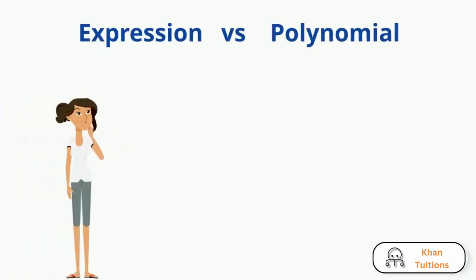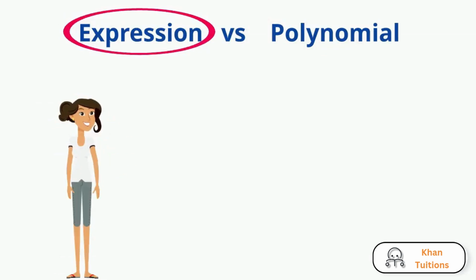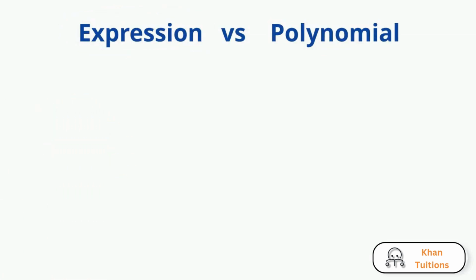Before we move to explain the differences between an expression and a polynomial, you need to recall the definition of an algebraic expression. As we discussed in the previous videos, an algebraic expression is the combination of variables, constants, coefficients, along with the algebraic operations or symbols.